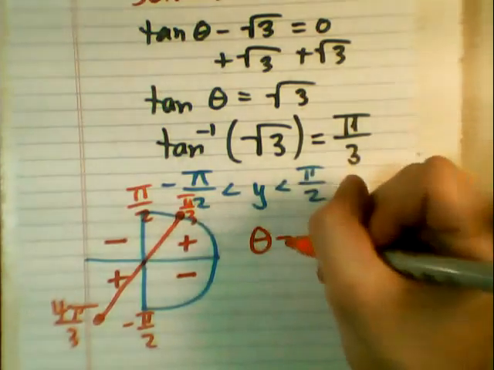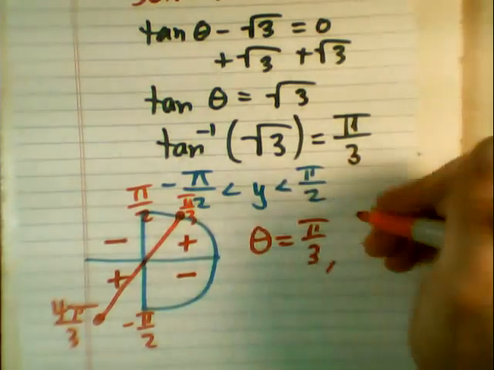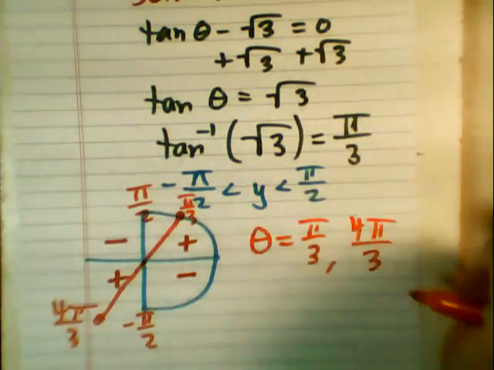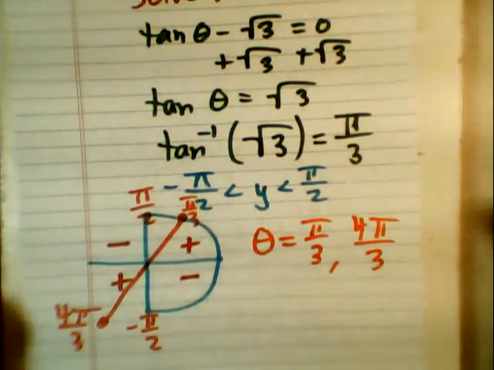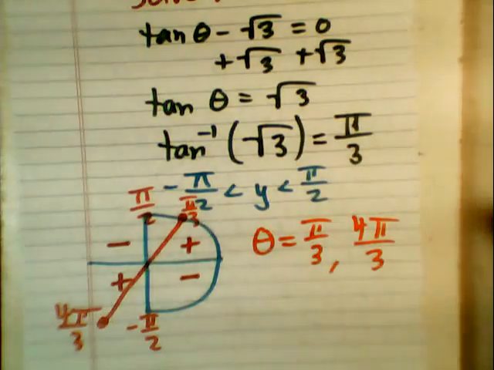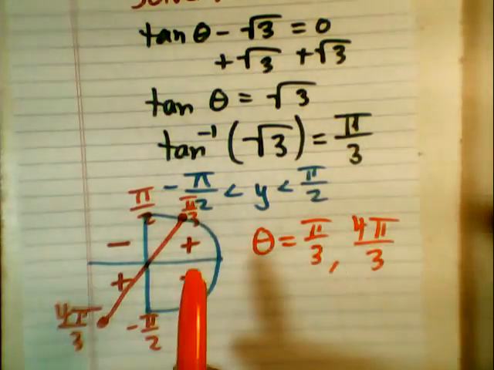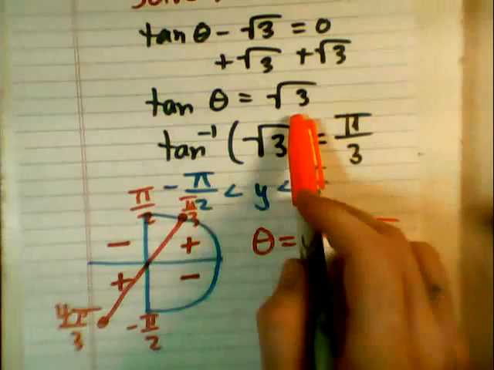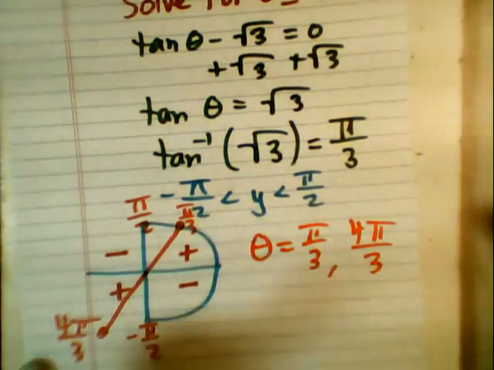So my answers would be pi over 3 and 4 pi over 3. That's how you do it if you did it on the calculator. Otherwise, you could just get your unit circle and look, where is tangent the square root of 3? Square root of 3, sorry.